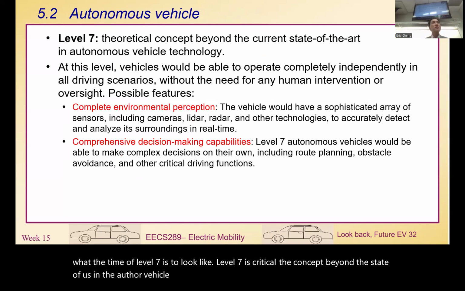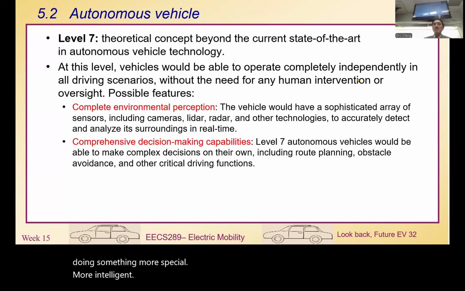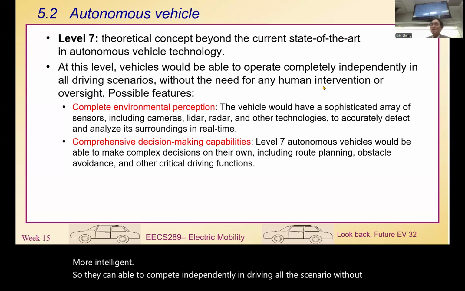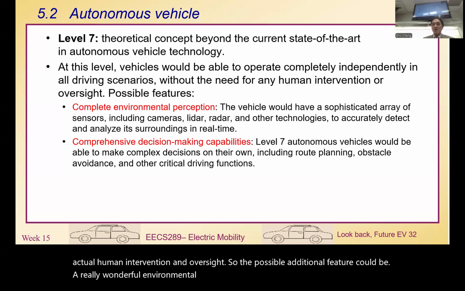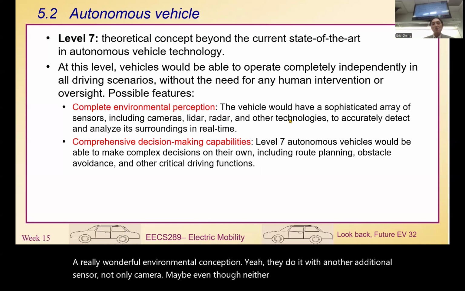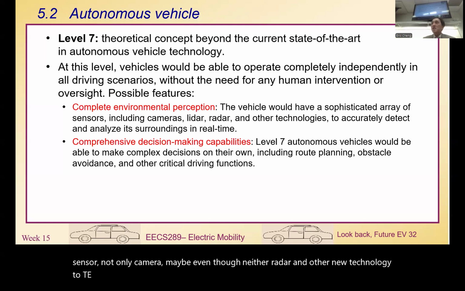So this vehicle is more than level 6, right? It must be doing something more special, more intelligent. So they can operate independently, driving in all scenarios without any actual human intervention and oversight. The possible additional feature could be really wonderful environmental perception. They would do it with a lot of additional sensors, not only cameras, maybe even LiDAR, radar, and other new technology to detect new conditions and do new sensing.